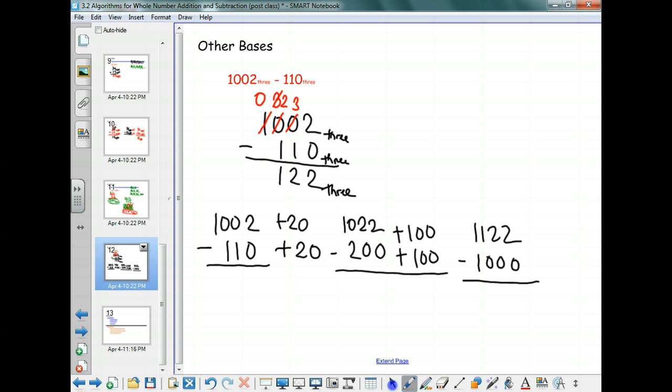Can I subtract without borrowing? Yeah. Absolutely. What do I get? 1, 2, 2. 1, 2, 2, base 3. Same answer, different method. Yes.